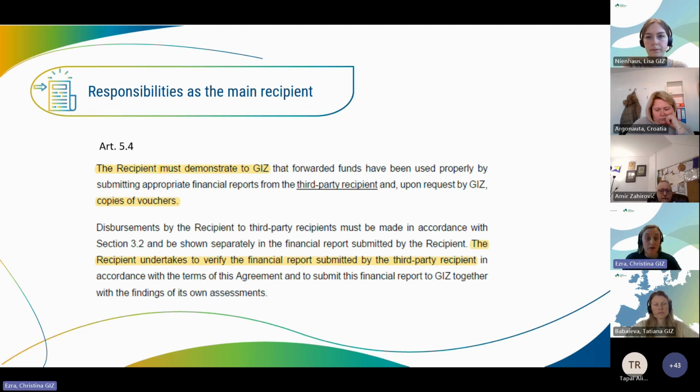The next point is responsibility as the main recipient. So this is also very important because if you are the main recipient, you are the sole contracting partner of GIZ, and as that, you are generally responsible for the proper documentation and implementation of your partners, which means you should always check the financial reports from them before forwarding all the documents to us.